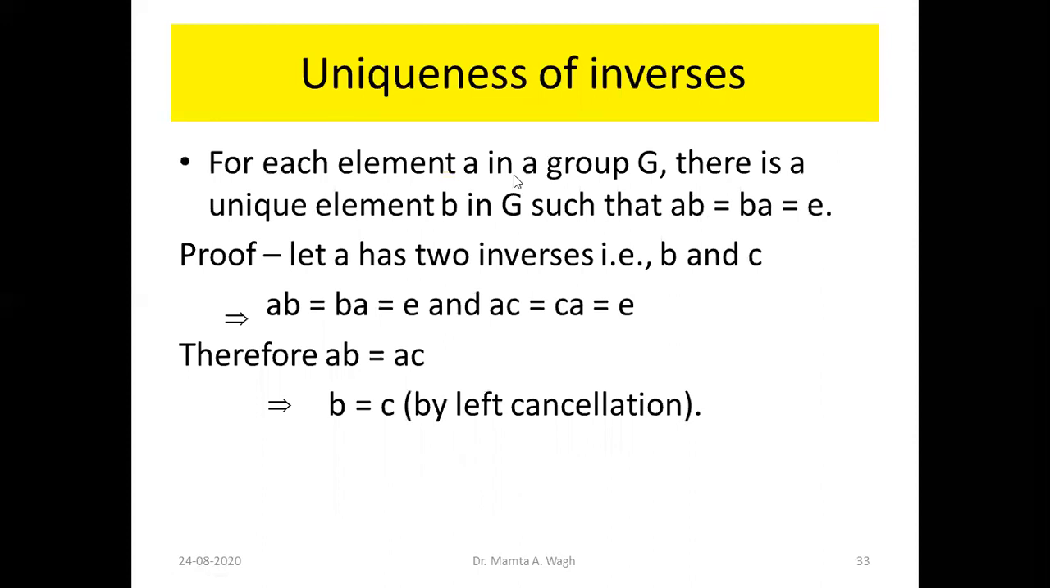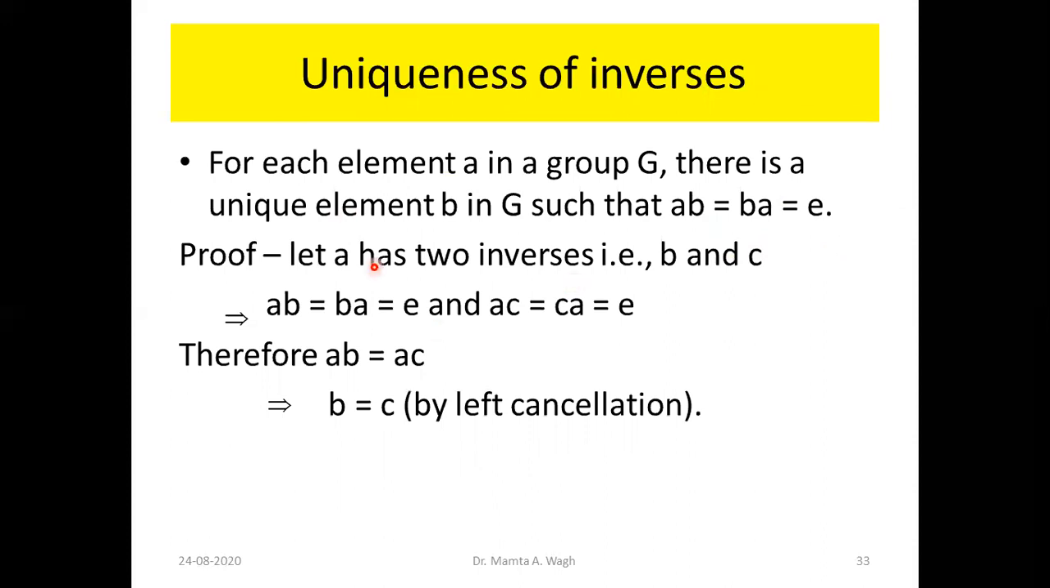Next is this important theorem. Here we have to see the uniqueness of inverses. So every element in a group G has its unique inverse. So we will not find two inverses for a single element. We have to prove it. So for each element A in a group G, there is a unique element B in G such that AB is equal to BA is giving you the identity element.